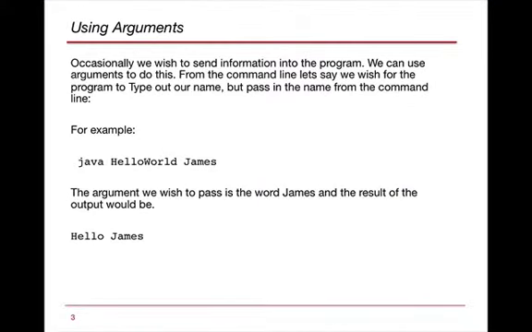So now that we've figured out how to create our program, compile it, get it to run, and view the output, now what we want to do is extend this a little bit. And we're going to focus on this notion of arguments. Basically, we want to pass information from the command line into the application and give that information to the application so that it will do something with it. In this case, we have an example here where we want to pass the word James into HelloWorld. The argument we wish to pass in is the word James, and the result of the output would be Hello James. This is what we would like it to actually do.